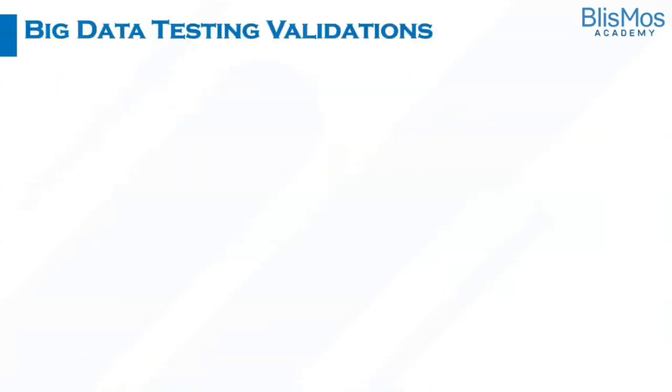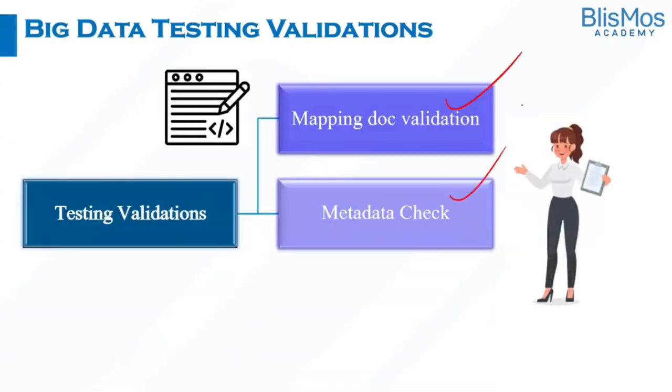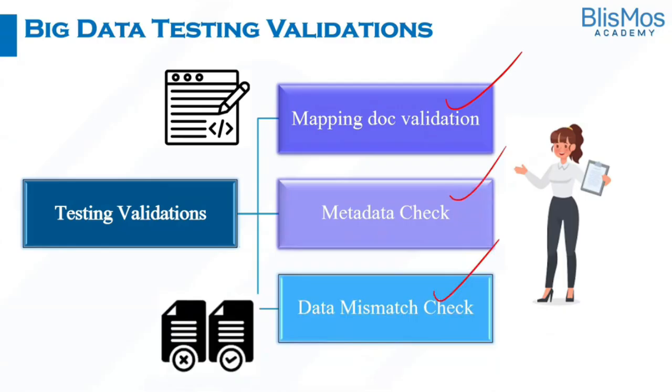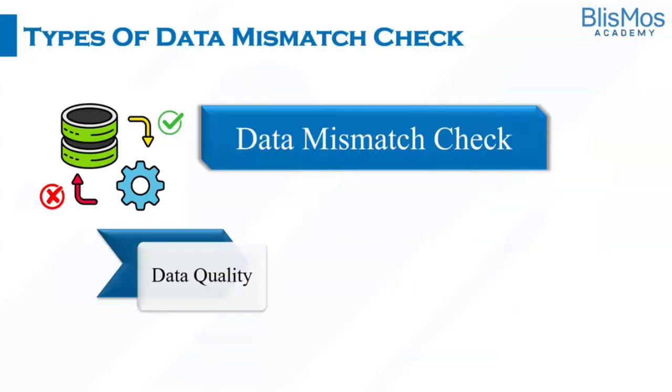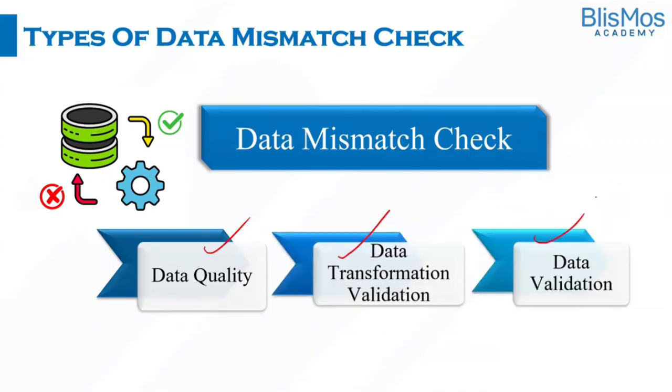We do have different types of data validation. One is mapping document validation. The second one is the metadata check. The third one is the data mismatch check. So overall, testing validations in big data can be classified into mapping document validation, metadata check, and data mismatch check. Let us look at them at a high level. When we talk about the data mismatch check, we have different ways to do that. One is we have to focus on the data quality, and we have to focus on the validation of transformation. We have to focus on the data validation itself.